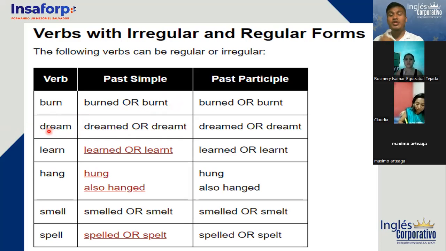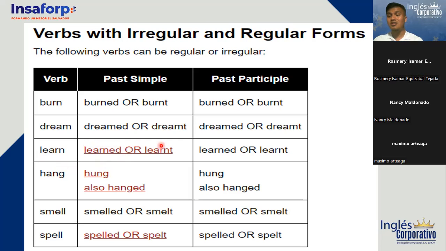If I have the verb dream, what does the verb dream mean? Soñar, yes. So I can say dreamed in regular, or I can say dreamt in irregular. So either one of them. And both of them are going to be correct in pronunciation and spelling too. I have the verb learn, which I can say learned or learnt. So both pronunciations are going to be correct and both spellings are also correct.